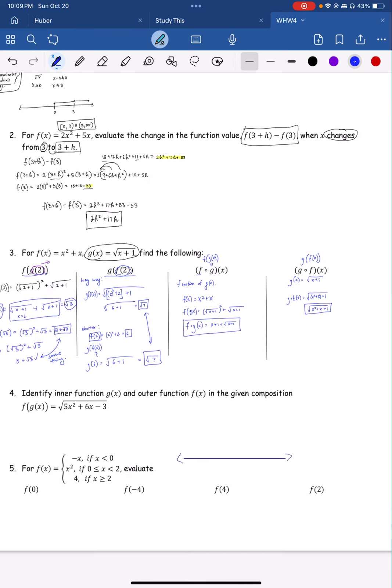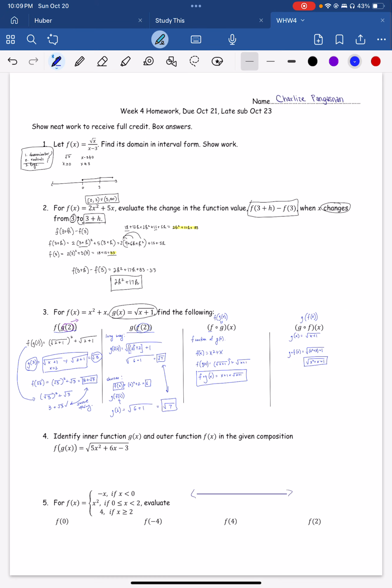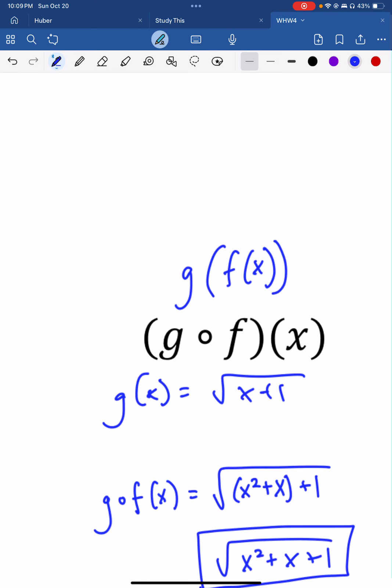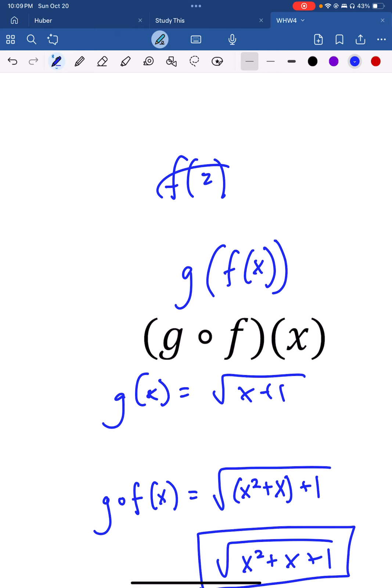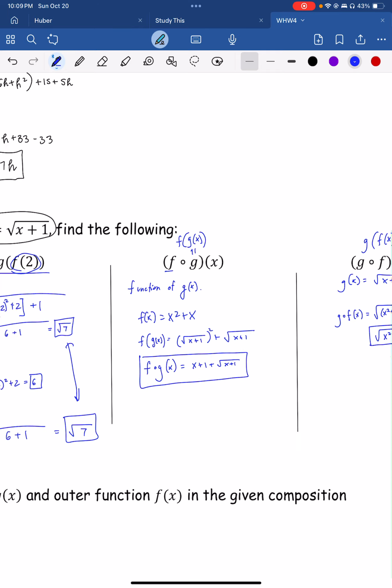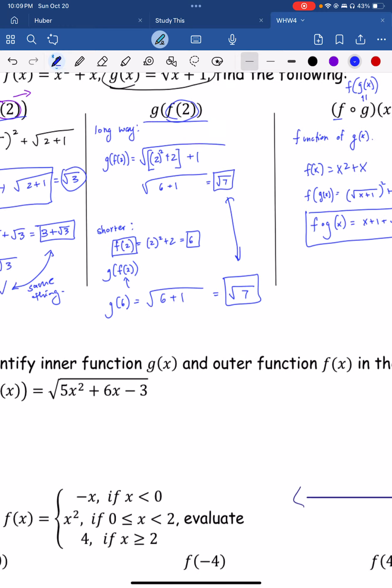Okay, so those are how to do those. You just have to remember, if you ever get stuck and don't know what this means, you just think g of f. In the same way you say g of 2 or f of 2, you can say f of g and g of f. It's the same thing. Okay.